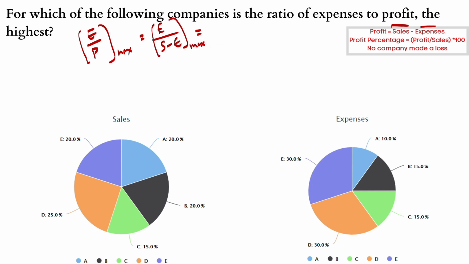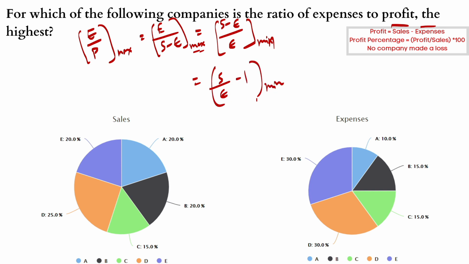We can also interpret it in this way. If E by (S minus E) must be maximized, we can also say that (S minus E) by E must be minimized. Understood? If we invert that, then the optimization will also get inverted. And if we take E as common here, then we will get S by E minus 1. So this one must be minimized. This minus 1 is common for all the companies, so S by E must be minimized, because 1 is constant for all the companies. So no need to calculate that.